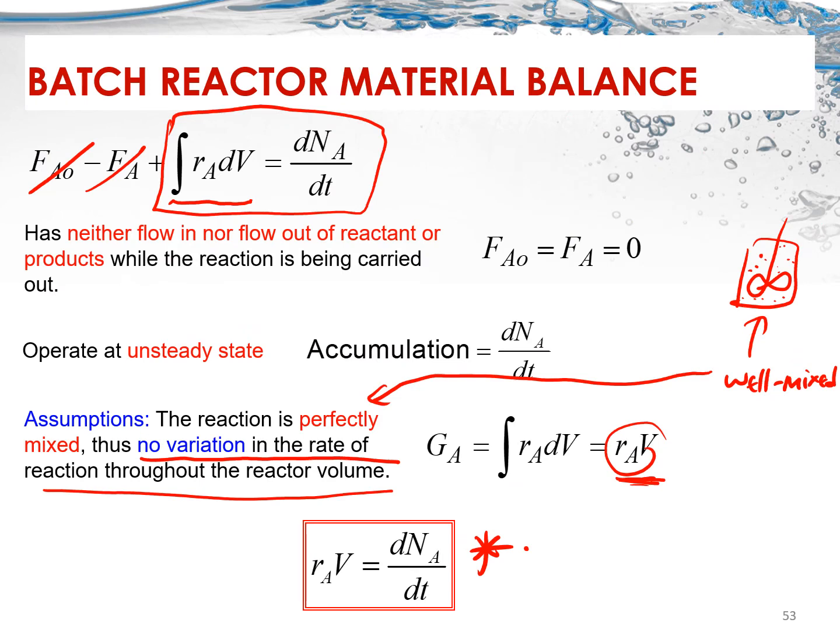Okay, so this is the one that I have explained before this. So we can cancel FA0 and FA, for batch reactor has neither flow in nor flow out of reactor while the reaction is being carried out. Okay, that's why we don't have integration of dV. Okay, the dV, the volume does not change according to time. So operate as unsteady state. Accumulation is dNA over dt. Okay, kalau dia steady state baru kita boleh omit this one. Okay, make it as 0. So the reaction is perfectly mixed, then there's no variation in the rate of reaction throughout the reactor volume. Okay, this is the one I explained to you lah.